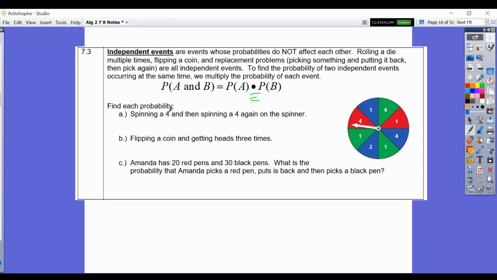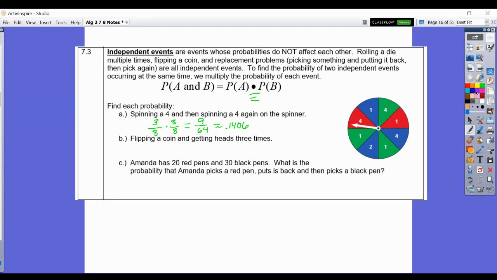What is the probability of spinning a 4 and then spinning a 4 again? Well, the probability of spinning a 4 on this spinner is 3 out of, how many sides does it have? 8. Then when I go to spin the spinner again, it's not like I've used up one of the 4s, they're still there. So the probability of getting a 4 again is also 3 out of 8. So all I need to do is multiply these two probabilities together. I get 9 out of 64, which is approximately 0.1406. So fraction or decimal, there you go.